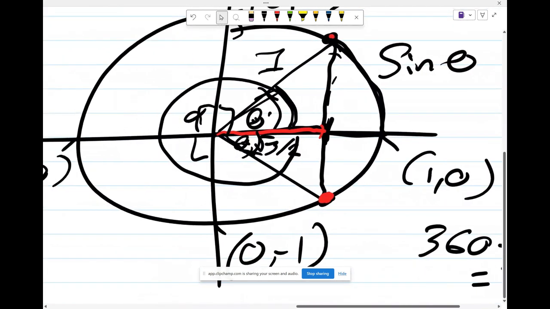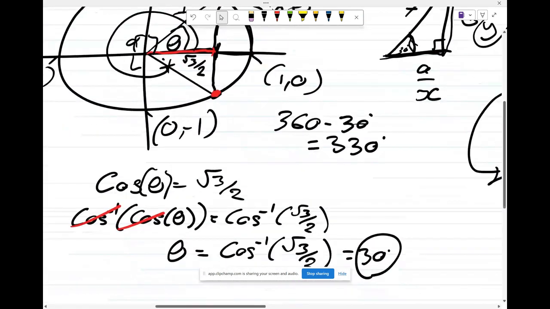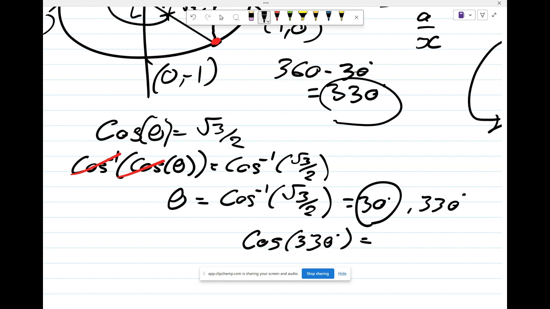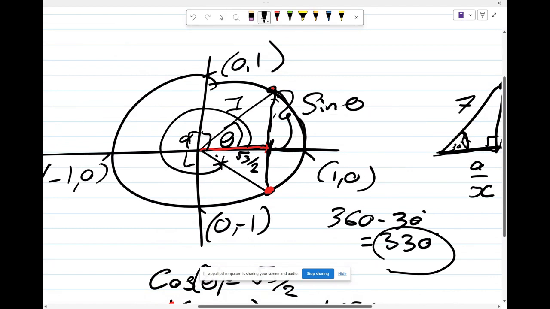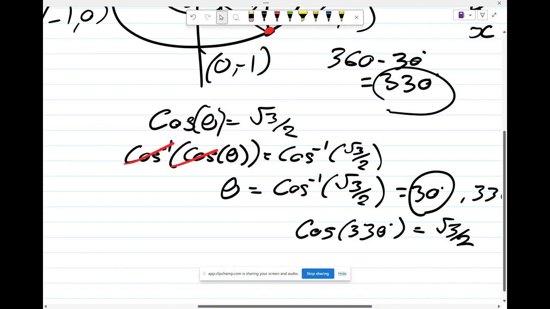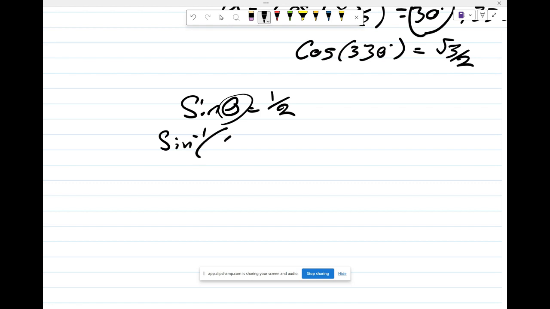So that means we did the inverse of root 3 over 2, and the inverse on your calculator will always give you this one here, the very first one in the first quadrant, but we know there's also another one that'll give us the same answer, and so we need to include that. 330 will also give us the same answer, and you can check that because if you do cos 330 in your calculator, that's going to give us root 3 over 2. And the same thing for sine. If we wanted to find out how tall this was, or if we knew this was a half, and we wanted to find what angle that happens at, so we knew sine theta is a half. We need to find the angle, so let's take the sine inverse of both sides.